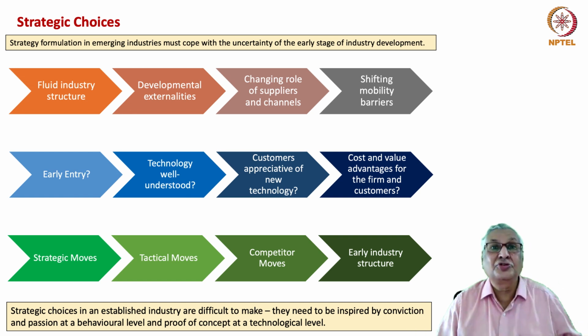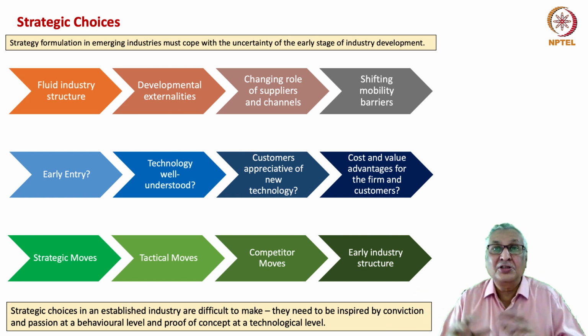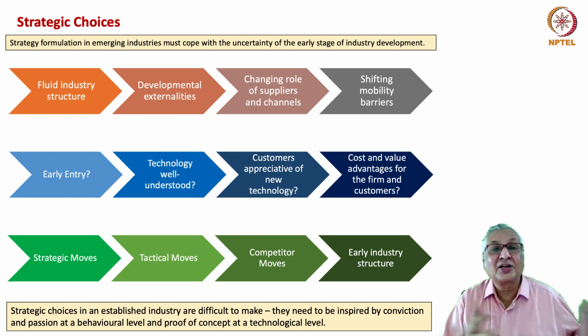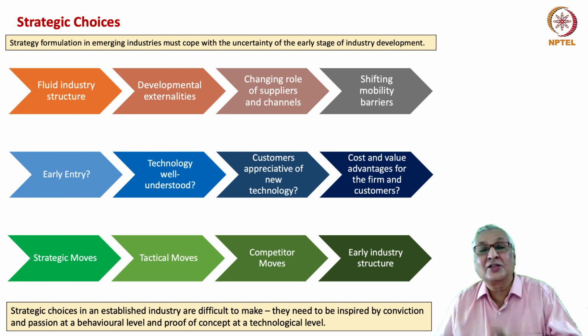And what kind of moves you should have? Should you have strategic moves, tactical moves? What are the moves by the competitors, and what is the emergence of early industry structure? Who are participants in that? If the renewable energy system is marked by existing energy majors, that is one type of emerging industry structure. But if it is all full of startups, it's another kind of emerging industry structure.